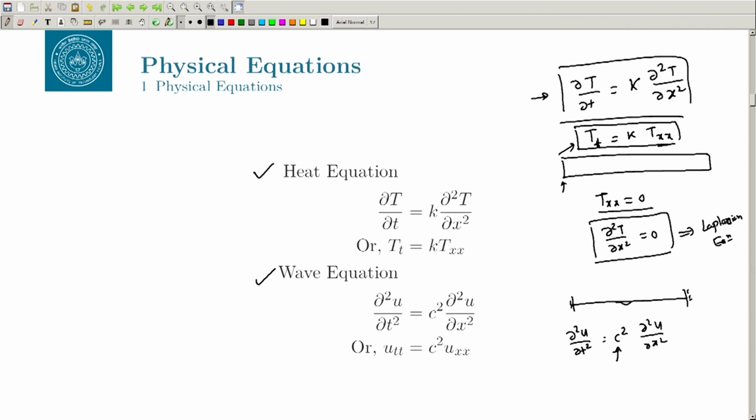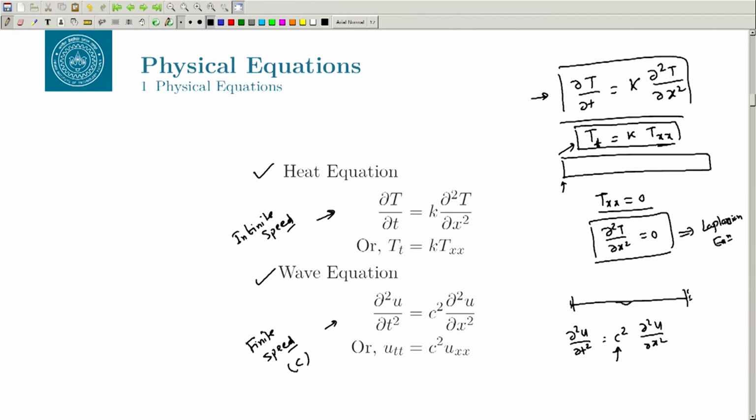Okay. Unlike in the heat equation where the information travels at an infinite speed, here information travels at a finite speed, okay, which is given by c here, right.